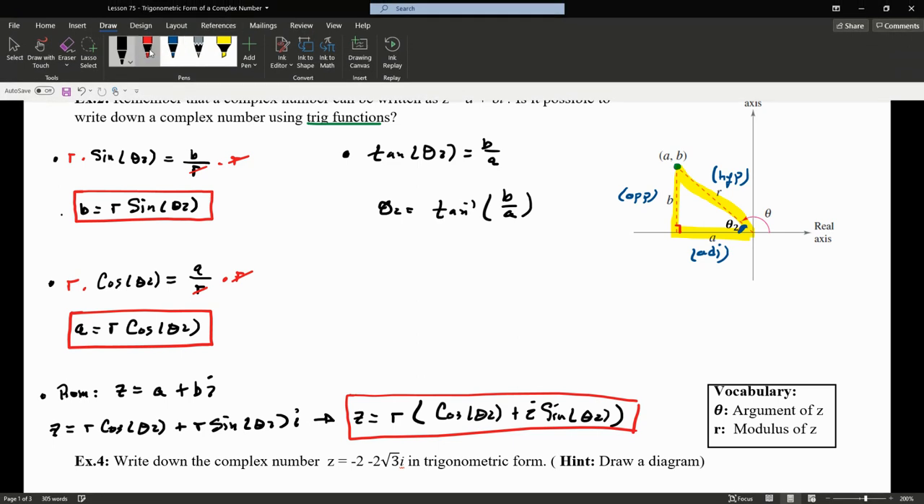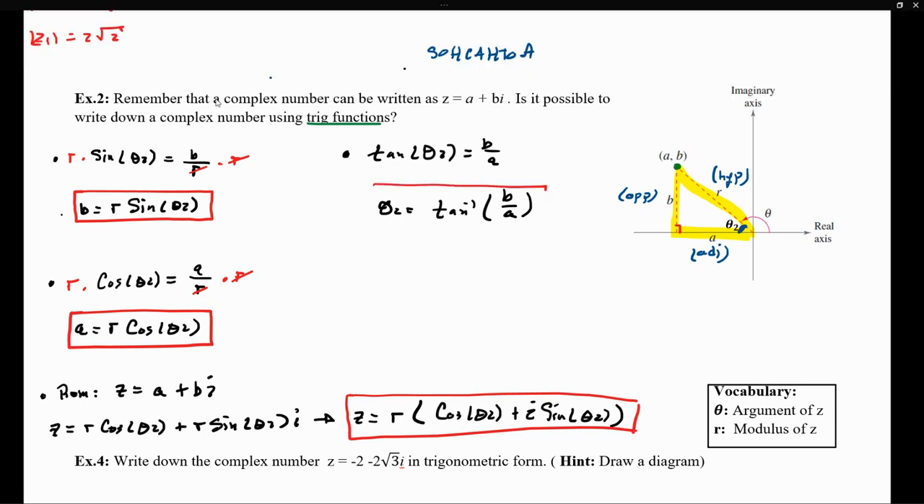And these are three big ideas or three big components that we really have to remember when we try to represent complex numbers using trigonometric form. The real part is given to you by r cosine. The imaginary part is given to you by r sine. And now the reference angle is given to you by the inverse of tangent of B over A. Very important. So make sure that you do have this down.